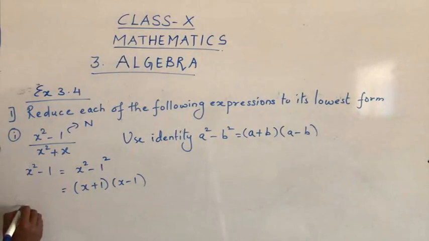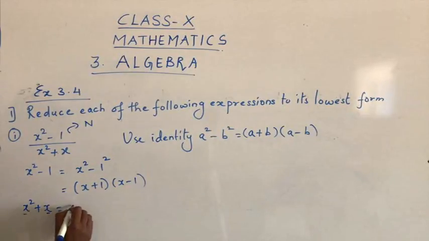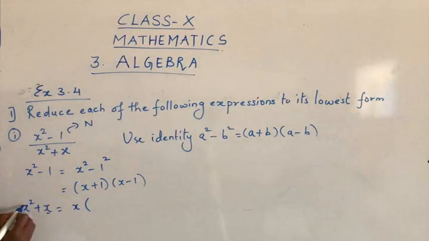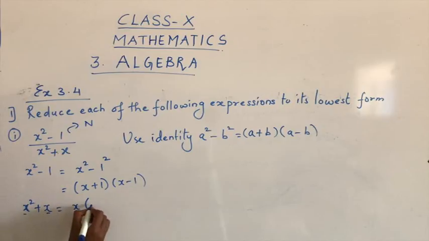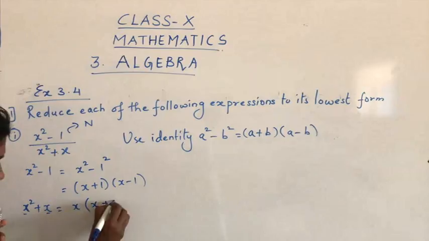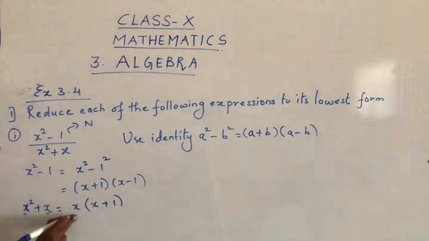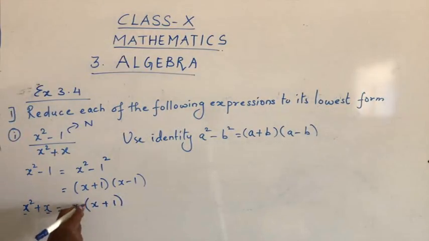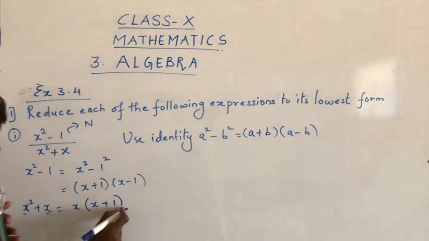Now let's go for the denominator part, x square plus x. Here, what we can do is, we can take x common from both the terms. So let's take x common. When we take x common, what is left over here? From x square, x is left. And here only x is there, so the thing left is 1. So what we get here? x common, bracket, x plus 1.